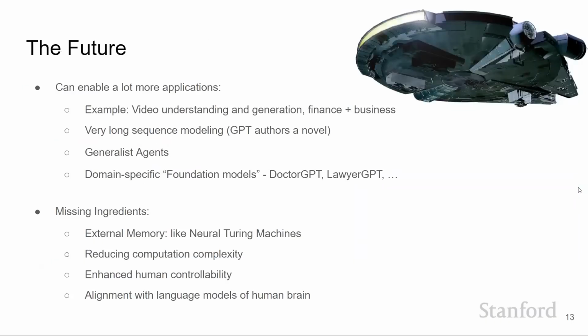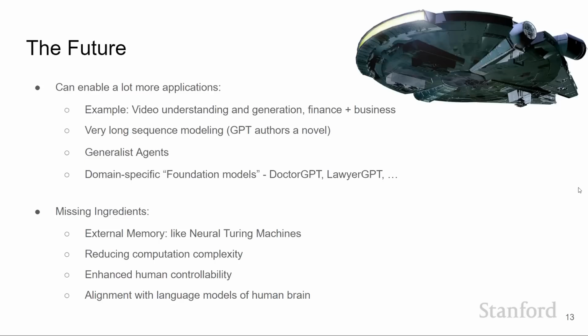So the future is a spaceship, and we are all excited about it. And there are a lot more applications that we can enable, and it'll be great if you can see transformers work there too. One big example is video understanding and generation. That is something that everyone is interested in, and I'm hoping we'll see a lot of models in this area this year. Also finance, business. I'll be very excited to see GPT author a novel, but we need to solve very long sequence modeling. Most transformer models are still limited to around 4,000 tokens or something like that. So we need to make them generalize much better on long sequences.